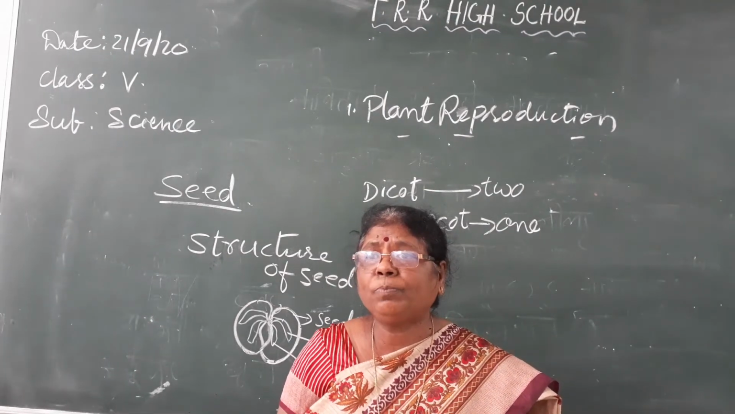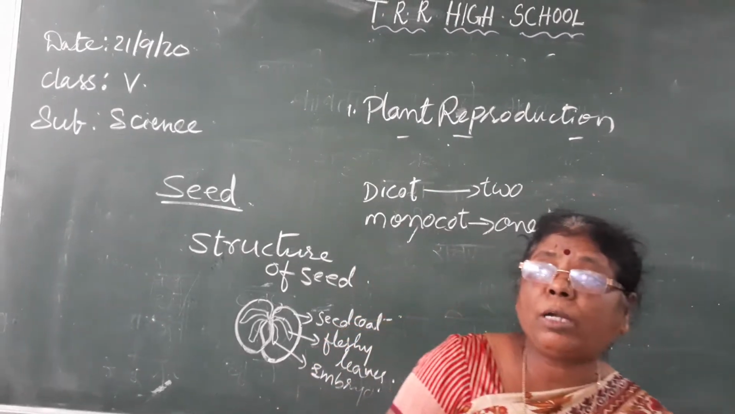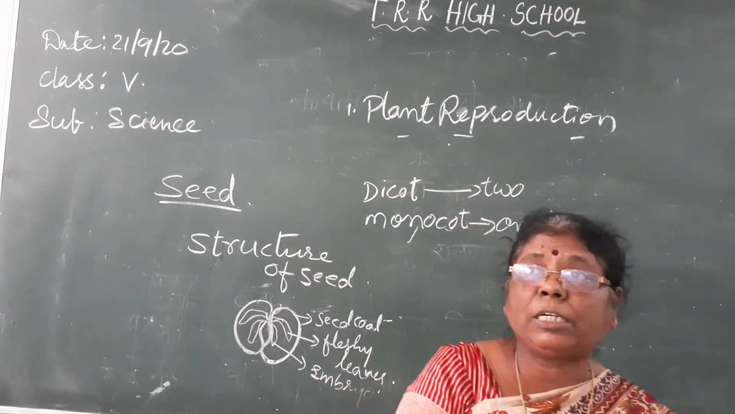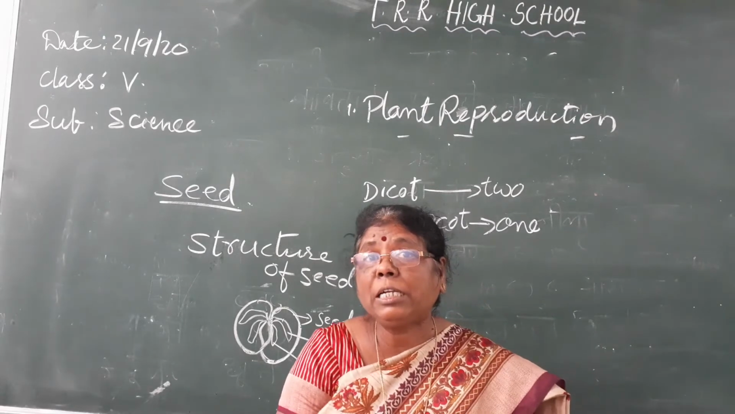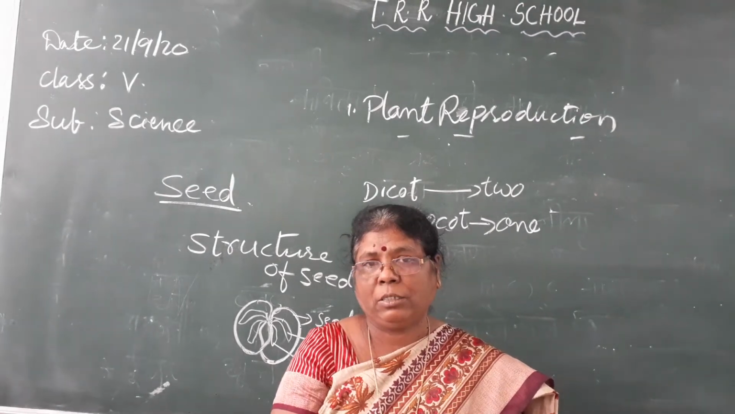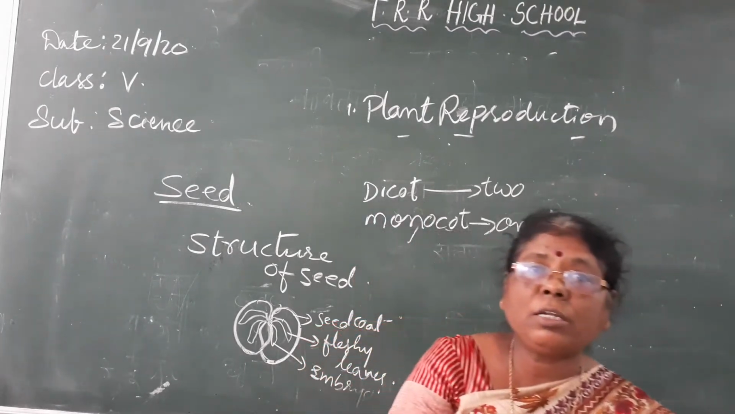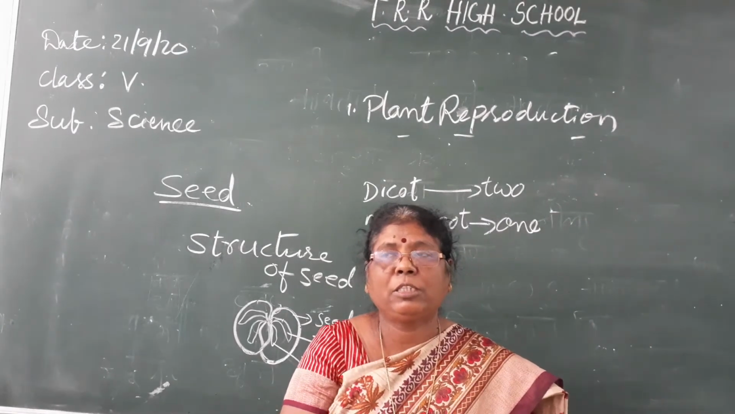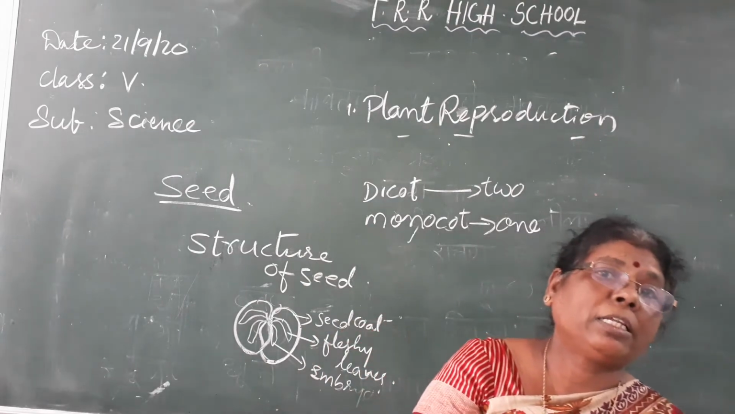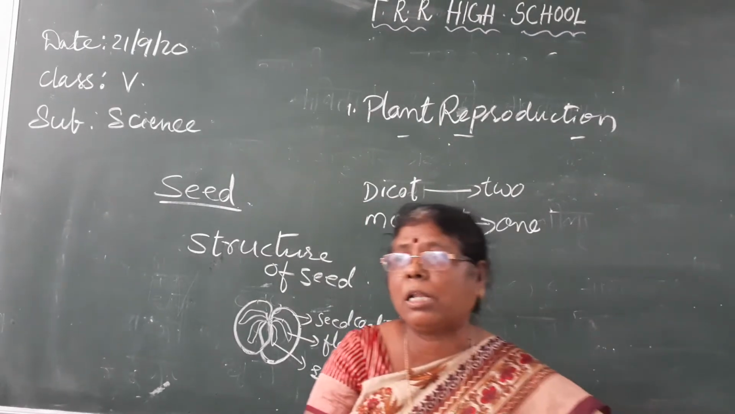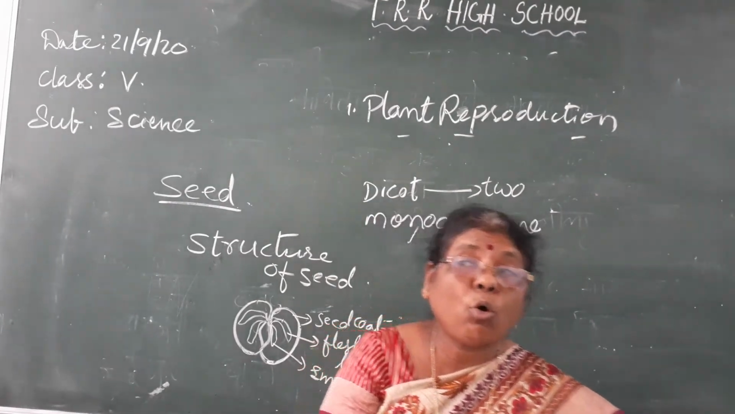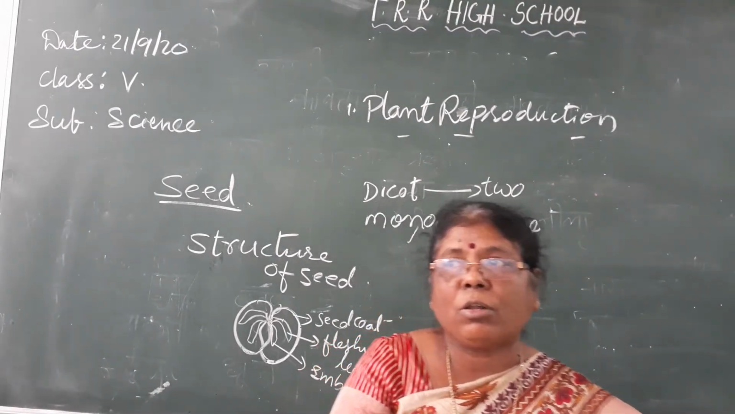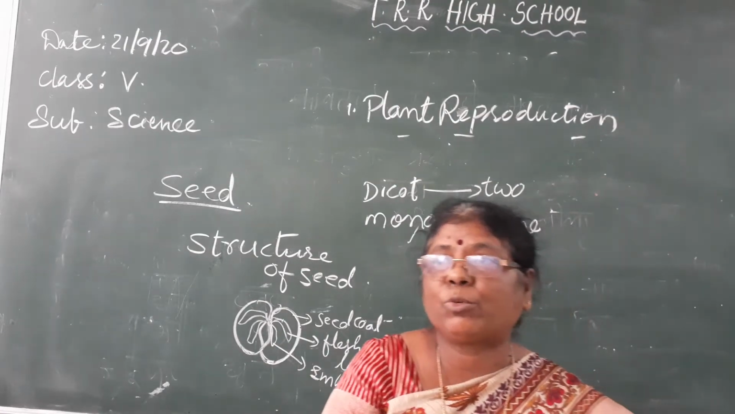Next, when you plant the seed in the soil, what happens under favorable conditions? It grows into a new plant. This process is called reproduction. What is reproduction? The process by which an organism, whether plant or animal, produces its own kind is called reproduction. Already we have studied reproduction also.